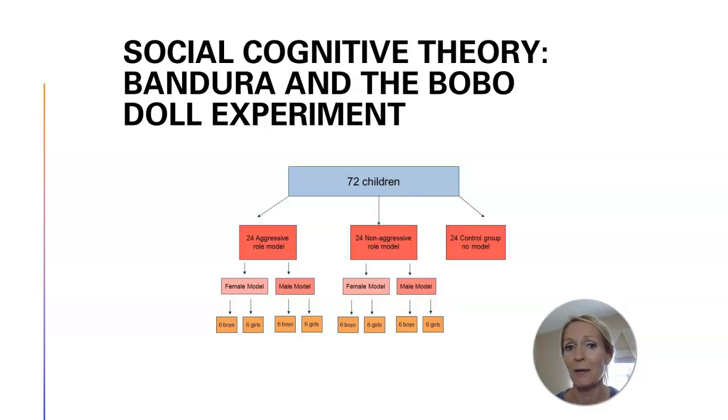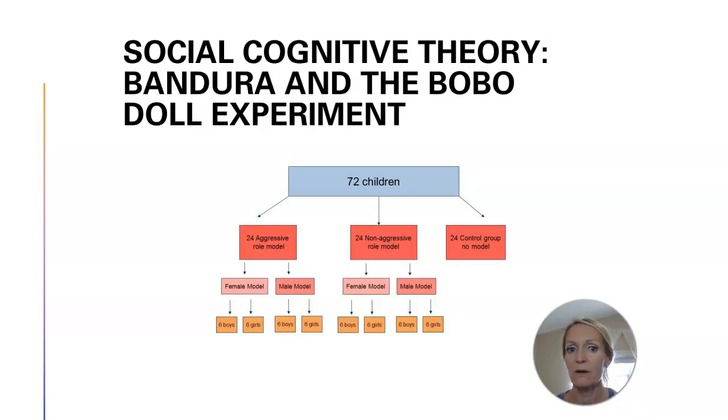You may recall from undergrad the Bobo doll experiment, and this is his most famous study, which really prompted his work. He took 72 children and he wanted to see if modeling mattered for levels of aggression. So he took these 72 children and he randomly assigned them to one of three groups.